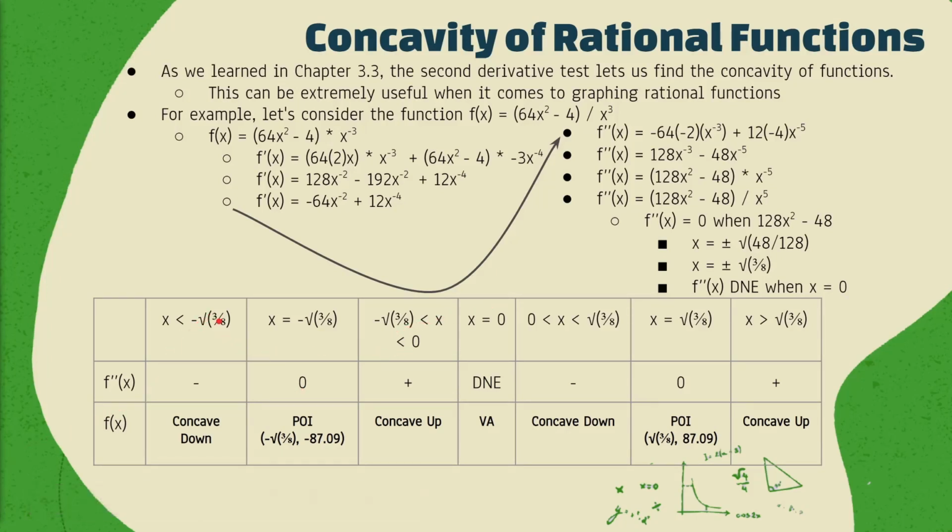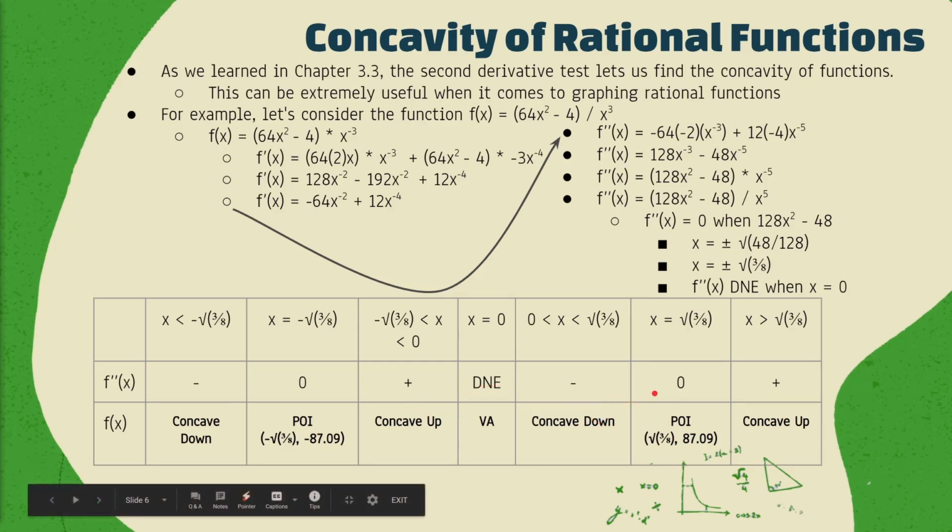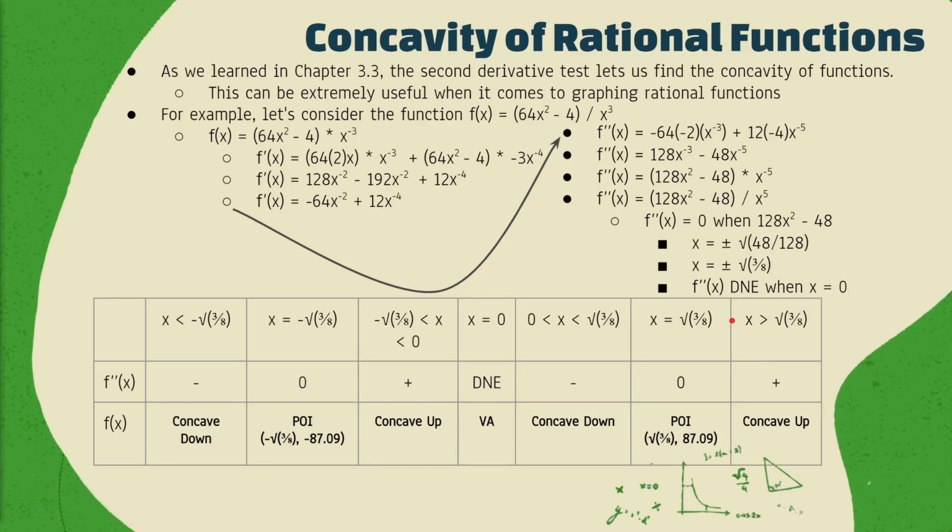We would go from our key points. So that was this negative square root of 3/8, 0, and positive square root of 3/8. Plug in values between these intervals into your calculator, and you would get negative, 0, positive, does not exist, negative, 0, and again, a positive. So now, if you remember what these mean, whenever we have a negative, that means it's concave down, and whenever it's positive, that means it's concave up.